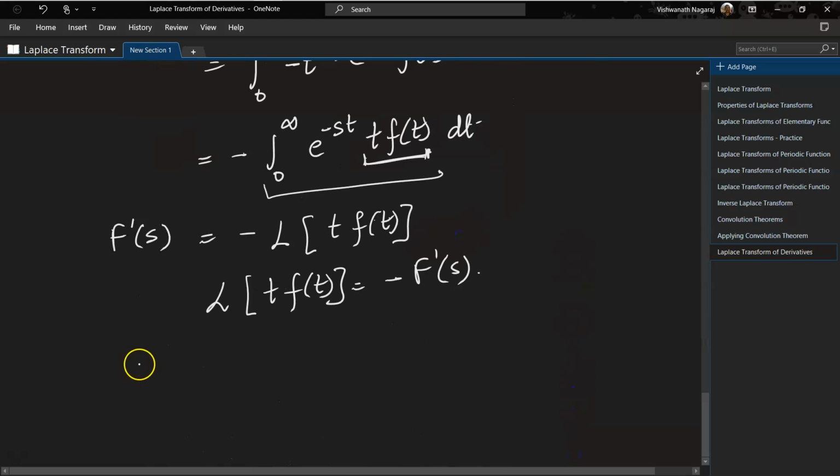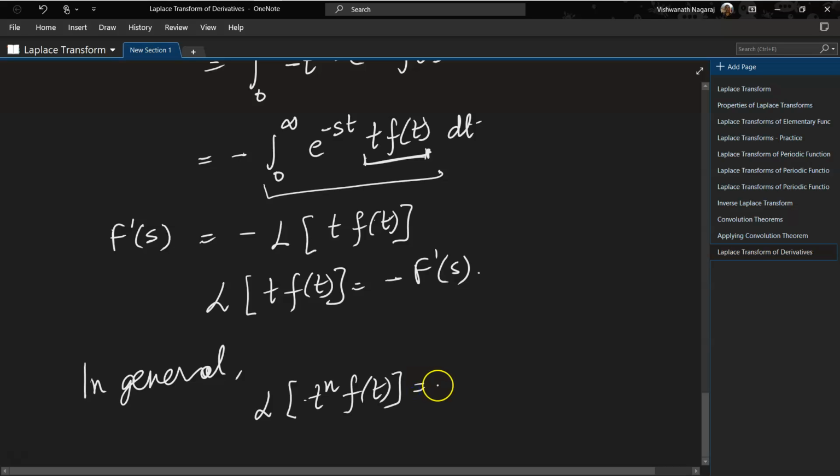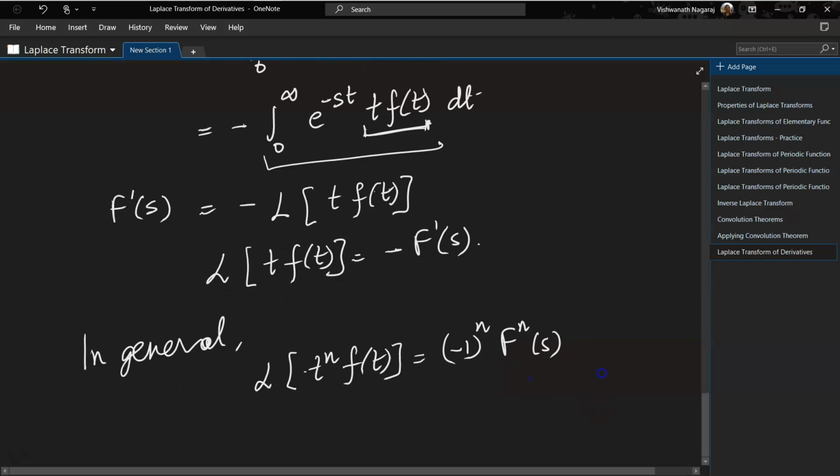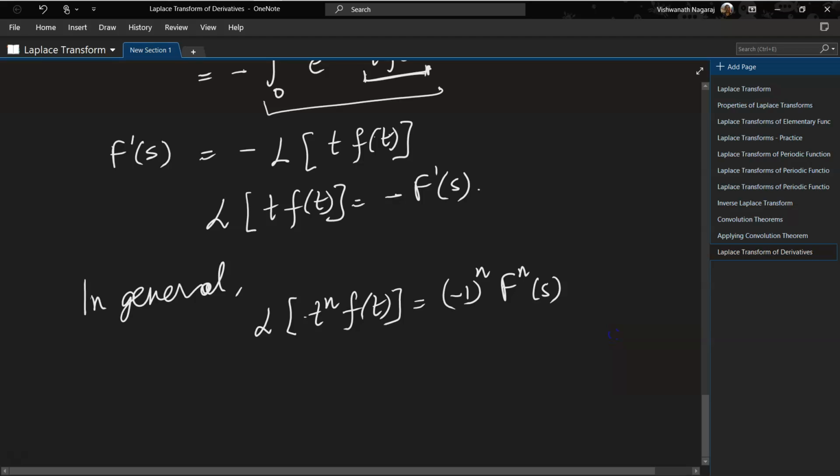Instead of saying just t f of t, let's take it as t square f of t, t cube f of t. So in general, what that would boil down to is Laplace transform of t to the power of n f of t is equal to, this minus will keep switching, so minus 1 to the power of n F n of s. So this is what it would be in general.